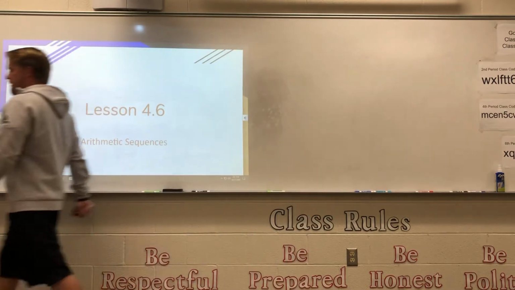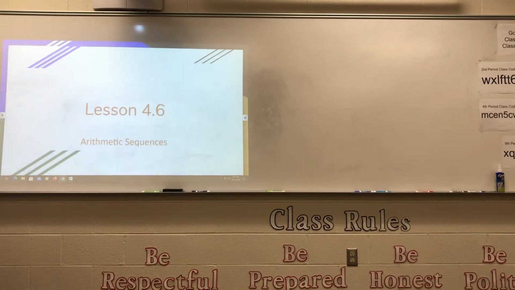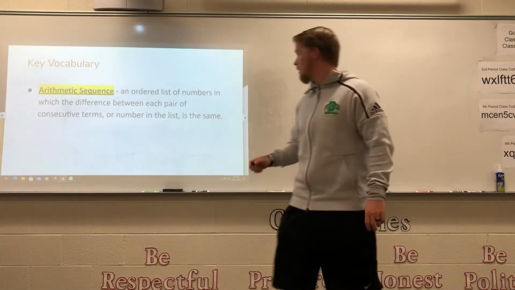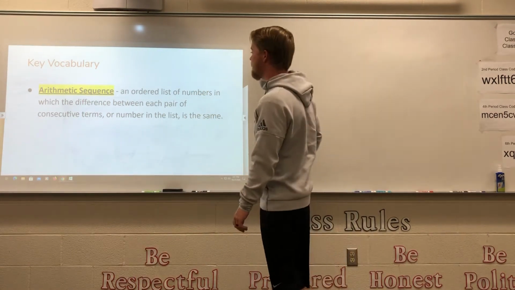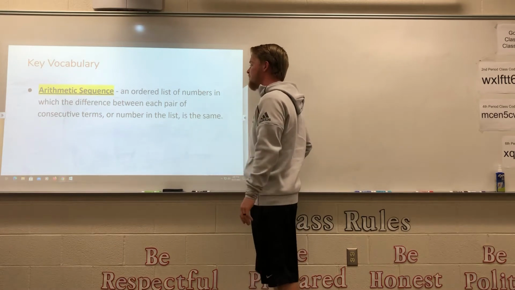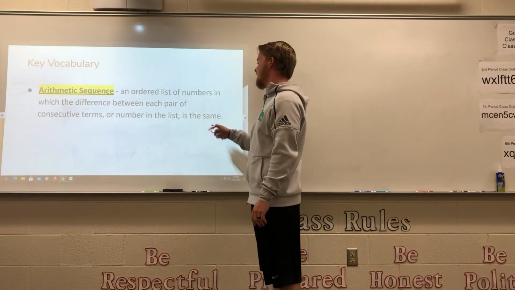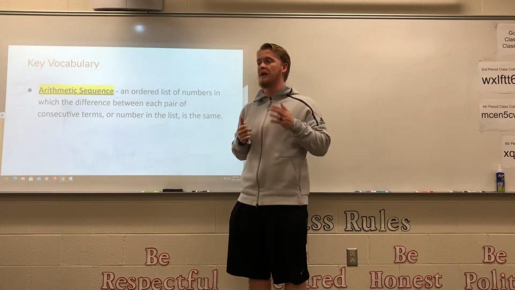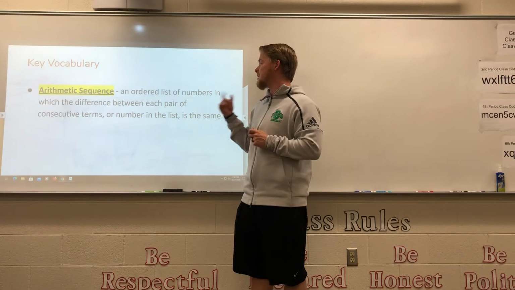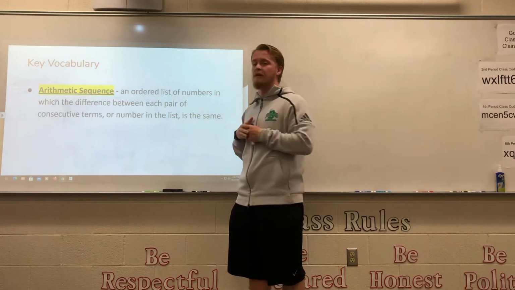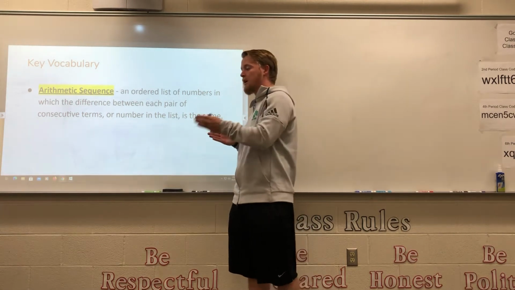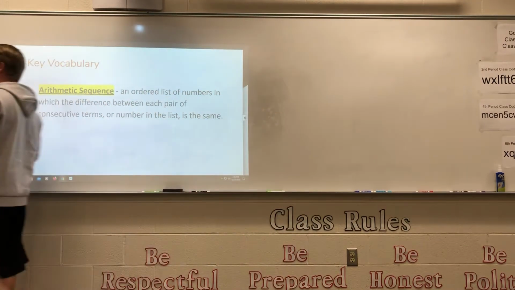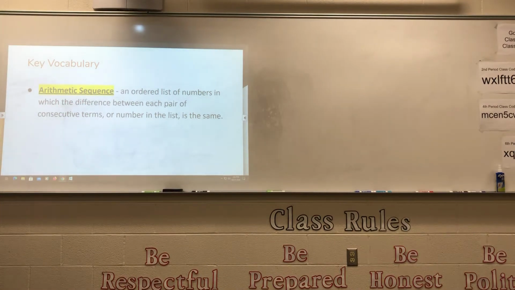So first we need to know what the definition of an arithmetic sequence is. It's an ordered list of numbers in which the difference between each pair of consecutive terms, or numbers in the list, is the same. That sounds like a lot, but it's basically what we've discussed before. It's talking about having that constant pattern. So numbers in a row are going up or down by the same amount each time. That becomes an arithmetic sequence.